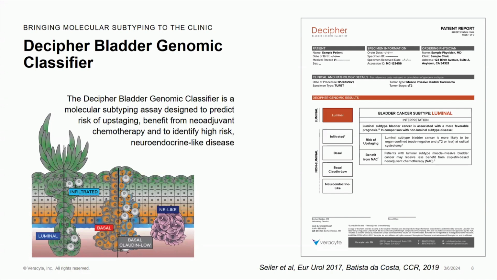And finally, I don't want to belabor neuroendocrine-like because I'm going to talk a lot about this, but this is a group of tumors that has conventional urothelial carcinoma presentation histologically, but genomic features very consistent with small cell or neuroendocrine-like disease. And so how we use this as an actual clinical test at present is we look at a couple of different features. So the luminal tumors generally tend to have a lower risk of upstaging, so they're more likely to be organ confined. And they tend to have less benefit from neoadjuvant chemotherapy. And I'll talk to you a little bit about the data that got us to that point.